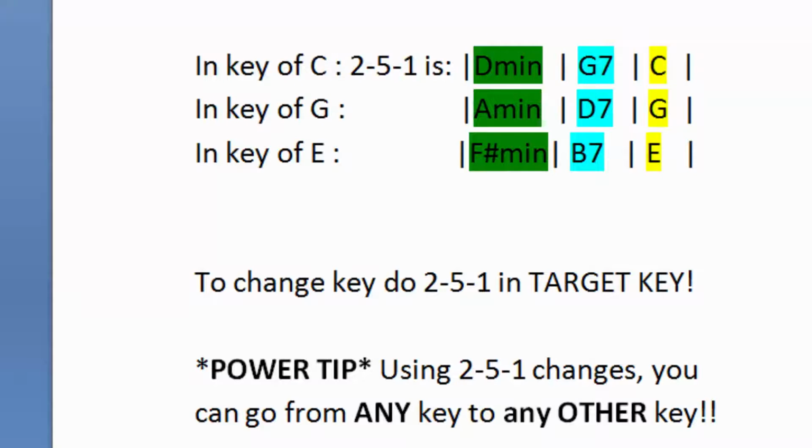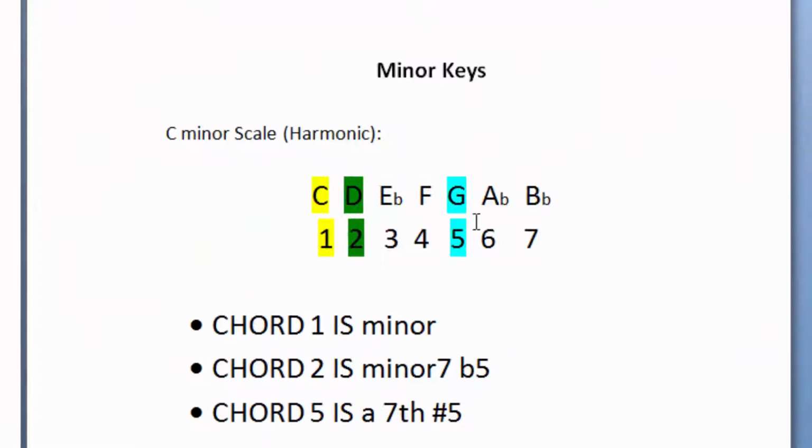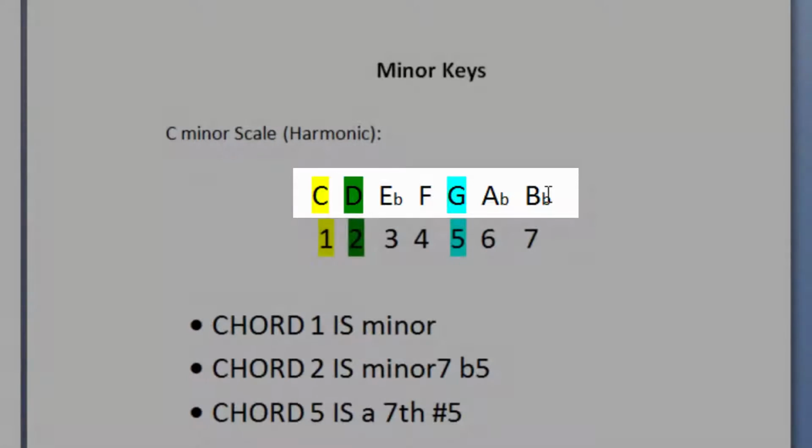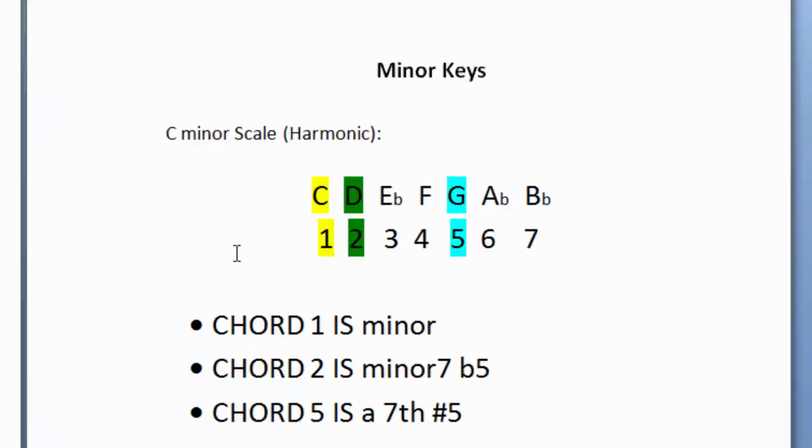If we look on this page, we have a slightly different scale. You'll notice that some of these have a little flat sign next to them. If you don't know what that is, that basically means that this note is flattened. This note is flattened, and this note is flattened. So instead of E, we have E flat. Instead of A, we have A flat. Instead of B, we have B flat. Okay? And this is what makes the minor scale.